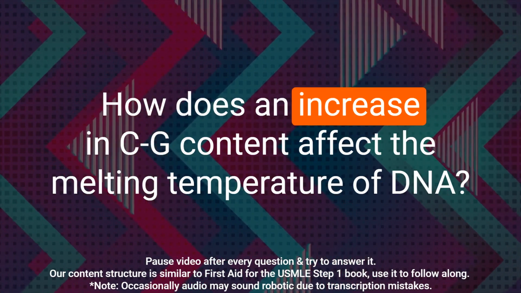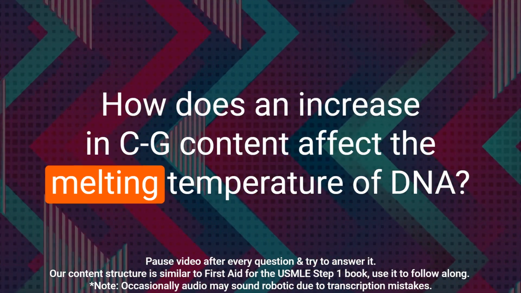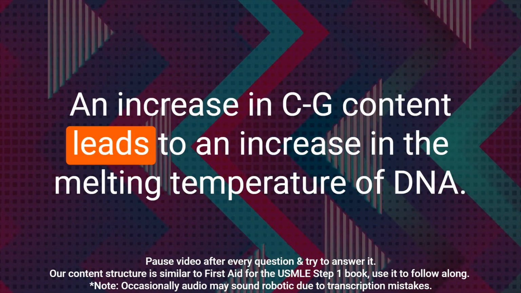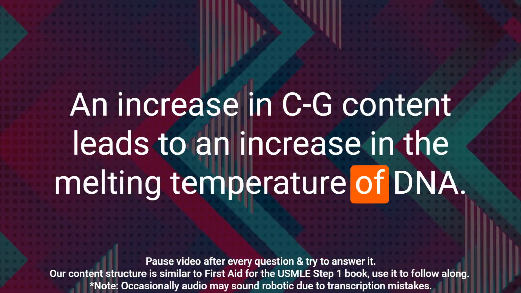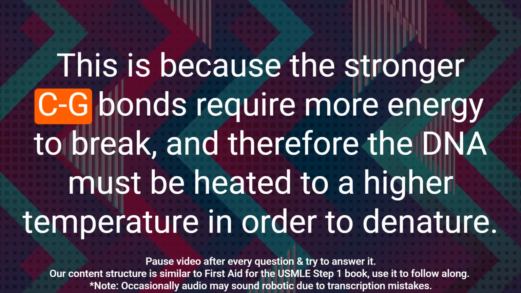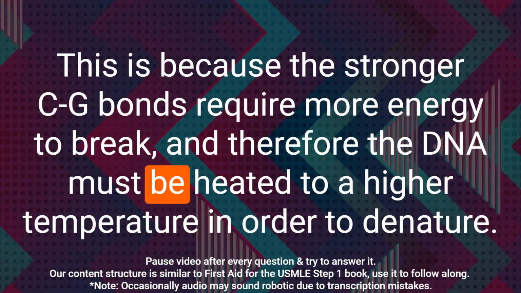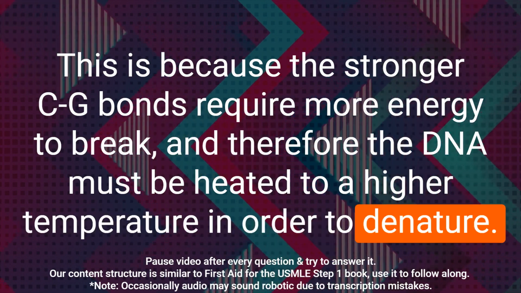Question: How does an increase in CG content affect the melting temperature of DNA? Answer: An increase in CG content leads to an increase in the melting temperature of DNA. This is because the stronger CG bonds require more energy to break, and therefore the DNA must be heated to a higher temperature in order to denature.